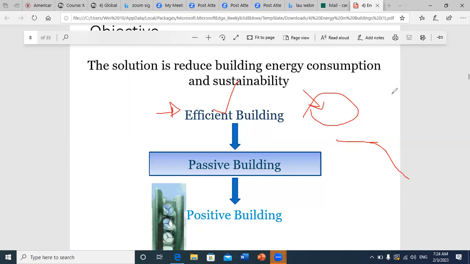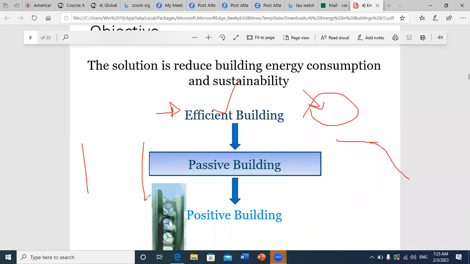What do we mean by this? We will try to reduce relying on these active systems. When we say active system, you need to provide electricity to make it work, while for a passive system, you don't need any driving force for it. Whenever you implement the strategy, by itself, it will reduce the energy consumption.